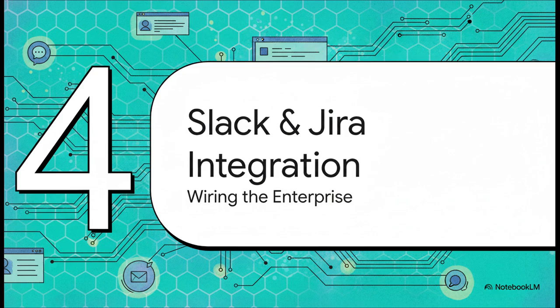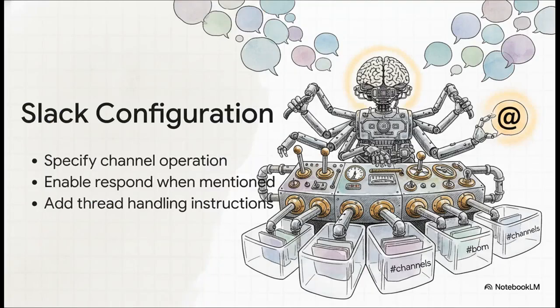Number 4. Slack and Jira integration. To integrate this into our high-volume IT Slack channels, the configuration is super straightforward, but highly customizable. You can specify exactly which channels the agent is allowed to operate in. You can configure it to only respond when mentioned, which, let's be honest, is a massive lifesaver for reducing IT channel noise. Nobody wants a spammy bot.